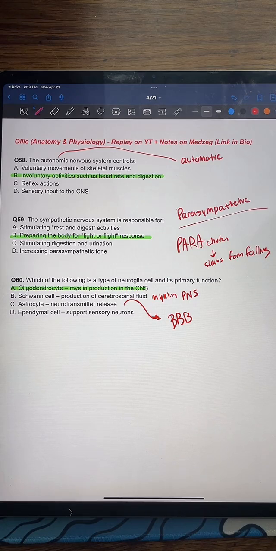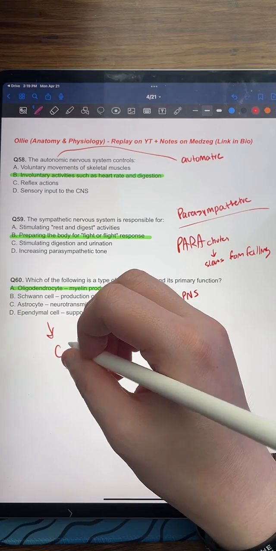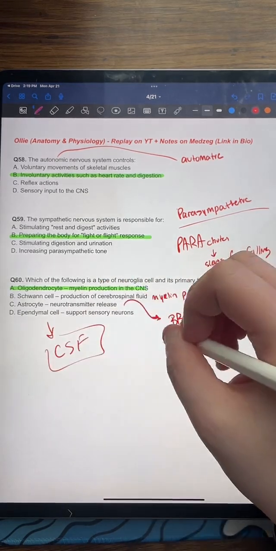Epidermal cell, that's more so supporting sensory neurons. That's incorrect. These are going to line the ventricles of the brain, and these are going to produce our cerebrospinal fluid.